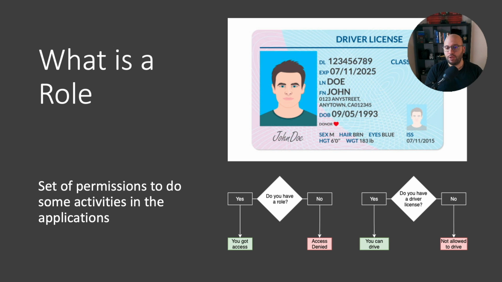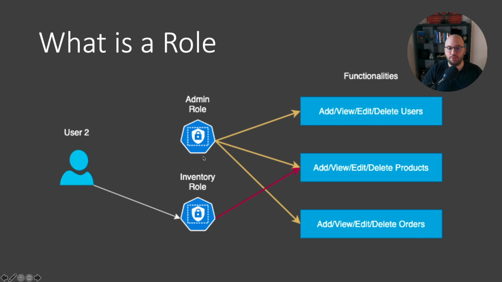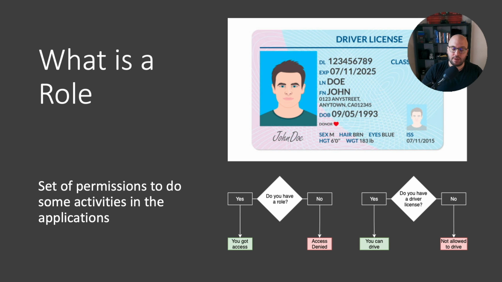So a role, we can think of it as a driving license. Do I have access? Do I have permission to enter the system, or, in the case of a driver license, to drive the vehicle? If I don't even have the basic documentation, I'm not allowed to do anything. So we can see here: do I have a role? Yes, I get access to the system. No, access is denied, I get out. Similarly here, do I have a driver license? Yes, I can drive the car. Well, there are more conditions than that, but if not, I'm not allowed to drive it. So basically, it's a set of permissions that I can use in order to access the system or execute some of the system functionalities.